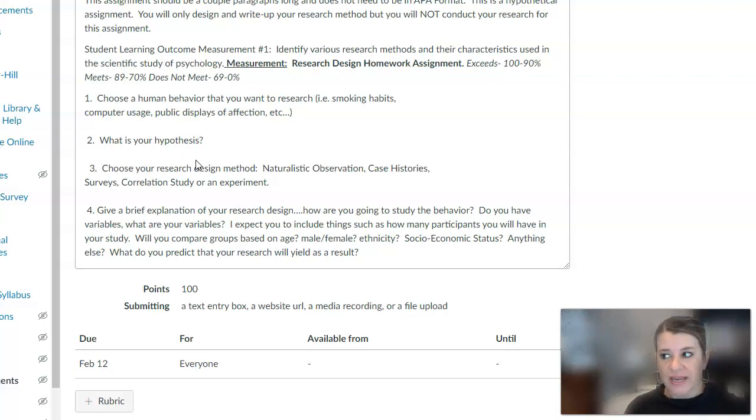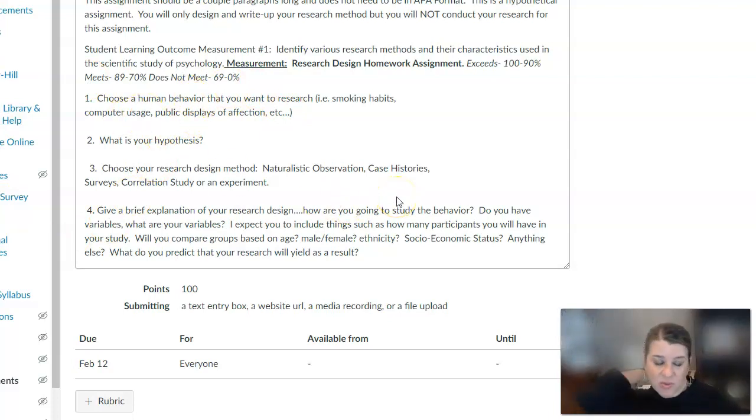Question number 3 is choosing your research design. Sometimes we use surveys, sometimes correlation, experiments. You get the gist here. This is what you've been learning about in chapter 2. So you can go back into chapter 2 material, read about, understand what naturalistic observations are. You get to choose which one makes sense for the behavior that you want to study.